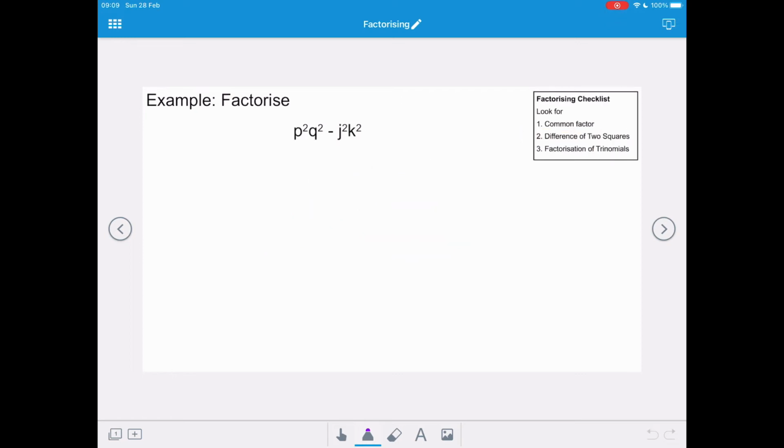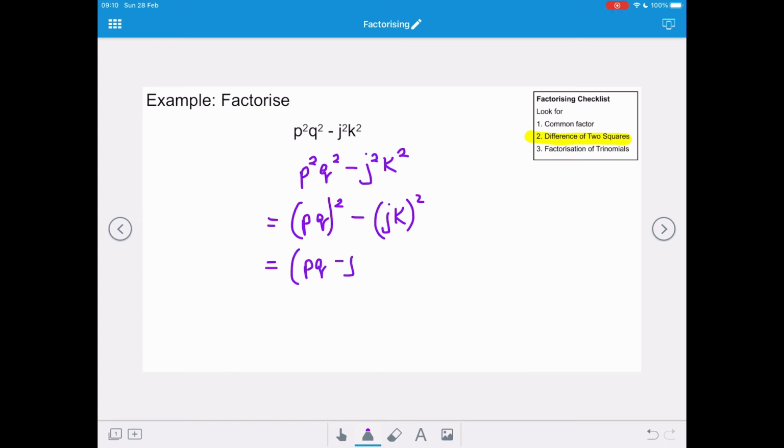Sometimes we won't have any coefficients, we'll just have multiple variables. Again, if we've got perfect squares, so positive powers, then we will be able to do a difference of two squares. So this time we've got p squared q squared, which will become pq all squared for our first term in each bracket, and we've got jk all squared for the second term in both brackets. So the first bracket will be pq subtracted by jk, and our second bracket will be pq plus jk, which is our factorization of this expression.